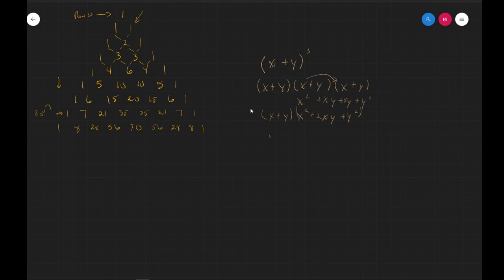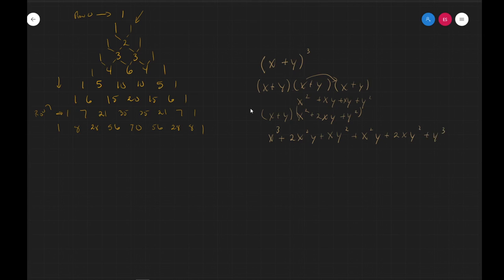X times x squared gives us x cubed. X times 2xy, 2x squared y. X times y squared, there we go, that's where I messed up, plus xy squared. And then y times x squared gives us plus x squared y. Y times 2xy gives us 2xy squared. And then y times y squared gives us plus y cubed.